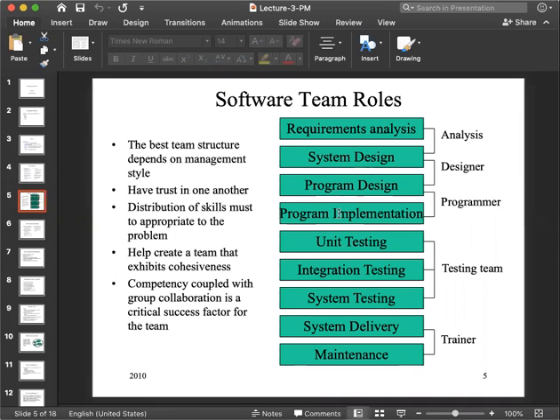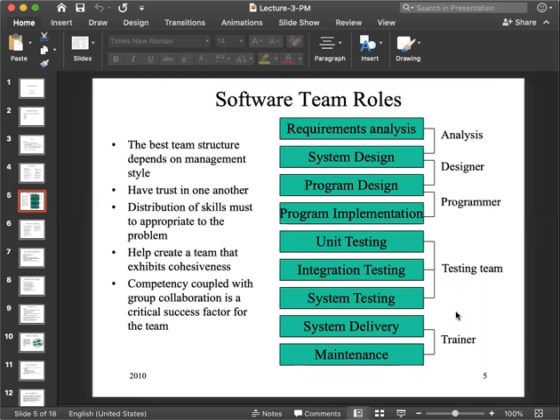This is the task of a programmer or coder. Then there is unit testing, integration testing, system testing. This is the task of a testing team or a tester. Then there is a system delivery and maintenance process, which is actually the task of the trainer, jara train korbe, jara after delivery they are providing the service to the customer or train up the customer section. So these are the task of the trainer. So you can see the software team members have different roles. Like there could be the analyst, designer, programmer, tester, trainer. So these are the people make a software team.